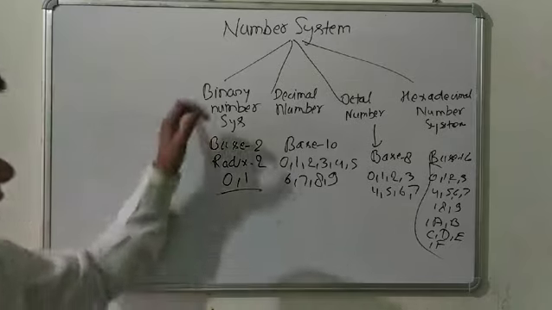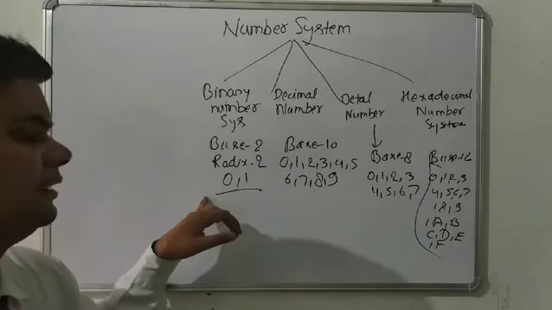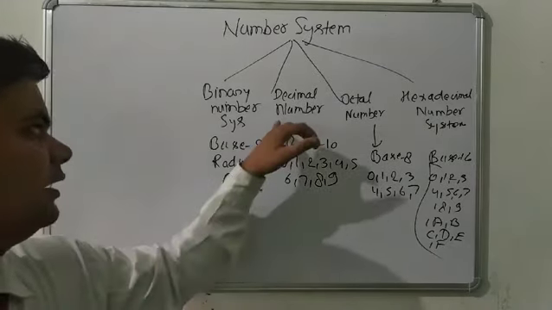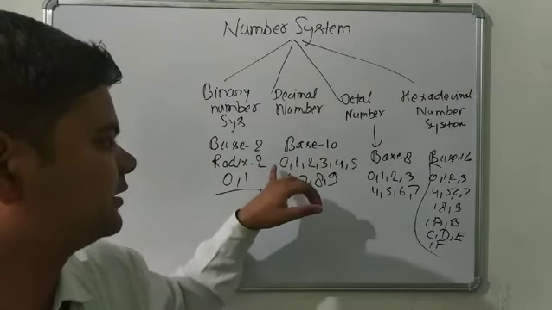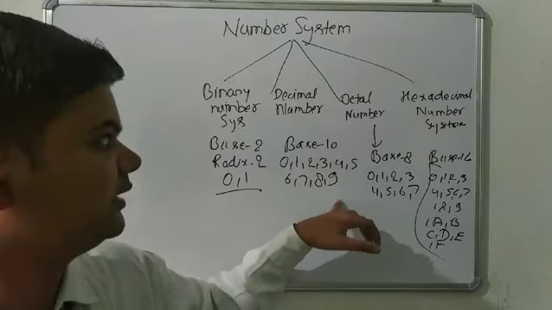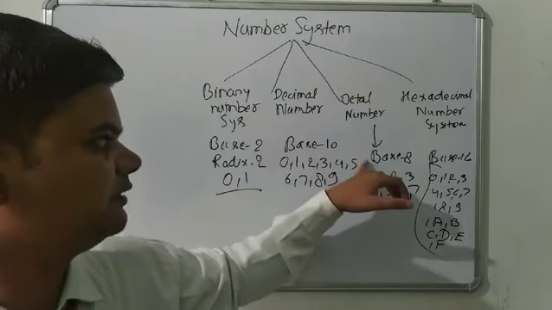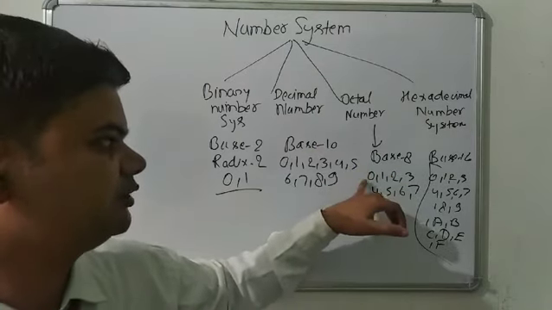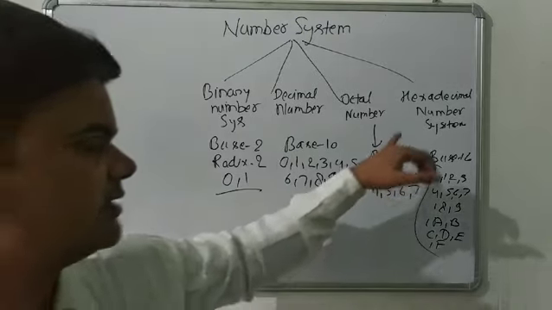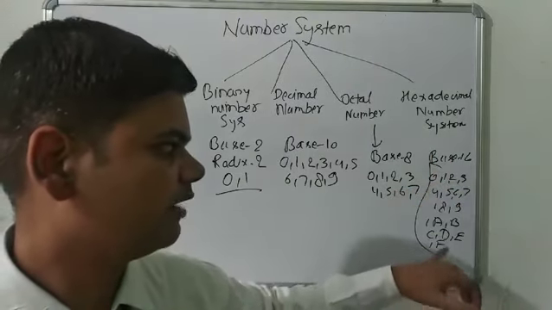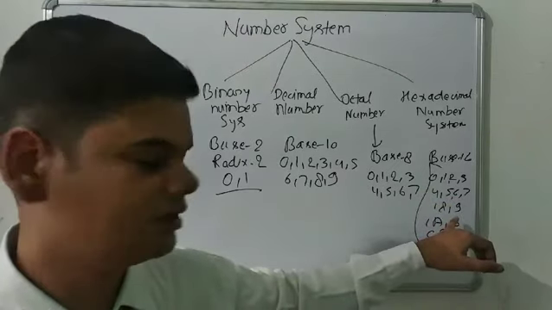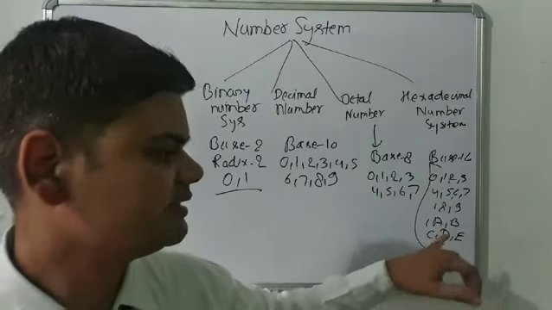Okay, this is the binary number system, base 2, and we are using 2 digits, 0 and 1. In the decimal number system, we have a total of 10 digits, and the counting starts from 0 to 9. The octal number system has base 8, and we count from 0 to 7. And the hexadecimal number system has base 16, and we count from 0 to F: 0 to 9 are the simple numbers, and then A, B, C, D, E, F.